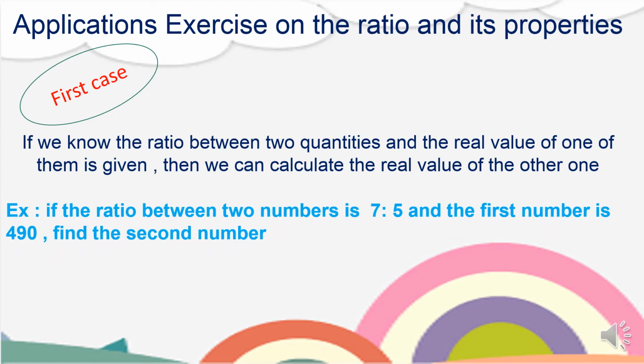Exercise as an example. If the ratio between two numbers is 7 to 5 and the first number is 490, find the second number. First, I put the ratio between two numbers, so I write first to second, and under this the ratio 7 to 5. This is the ratio I have.